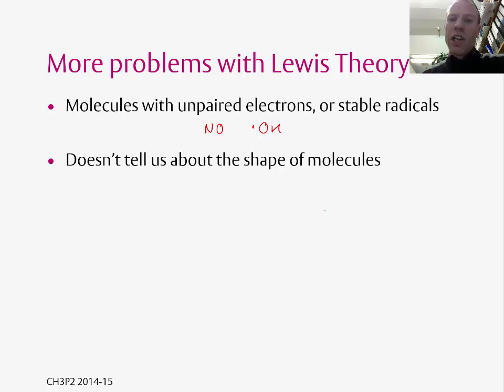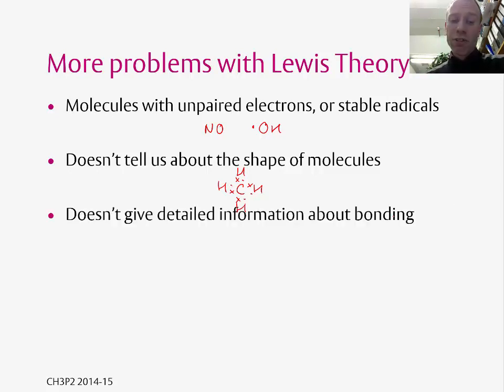Also, the Lewis octet theory doesn't tell us anything about the shape of the molecules. We can draw a CH4 molecule like this, and we can put our dots and crosses in. But it doesn't tell us anything about what this molecule looks like in 3 dimensions. And it doesn't give us detailed information about the bonding either. So things like the O2 molecule is actually paramagnetic. That can't be described using Lewis theory either.